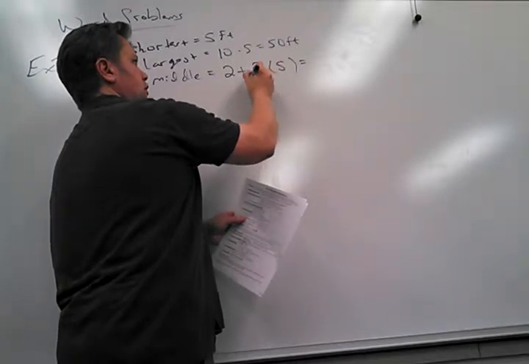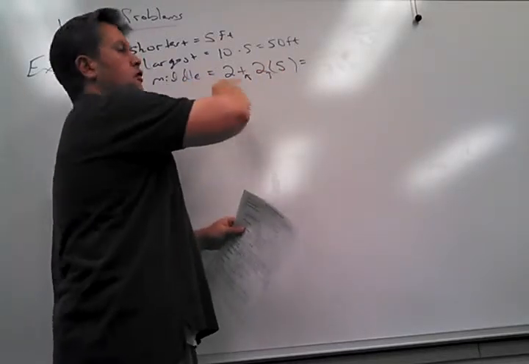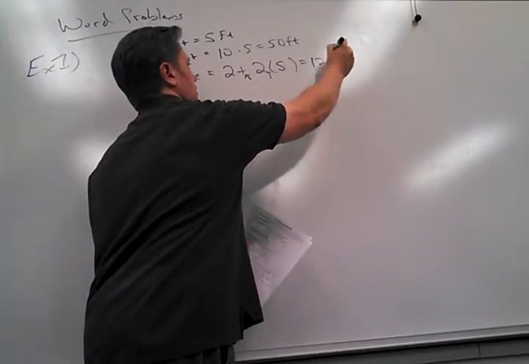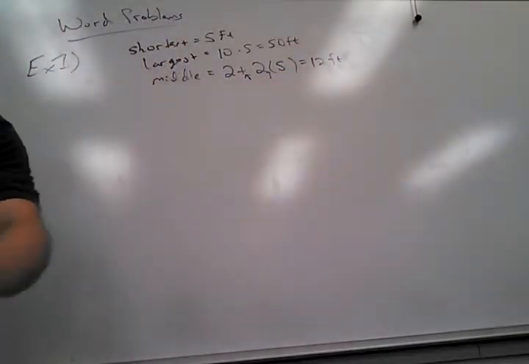10, 12. What do you do? Add first or multiply first? Multiply. 2 times 5? 10. 10 plus 2? 12. I like it. So real quick, I want you to realize this.